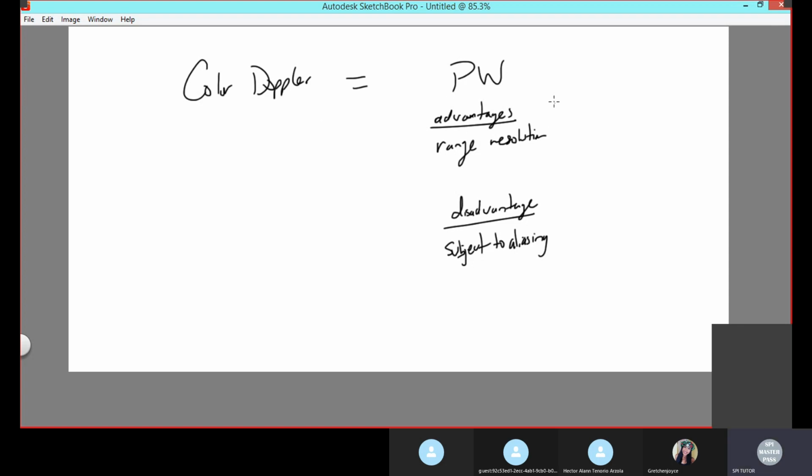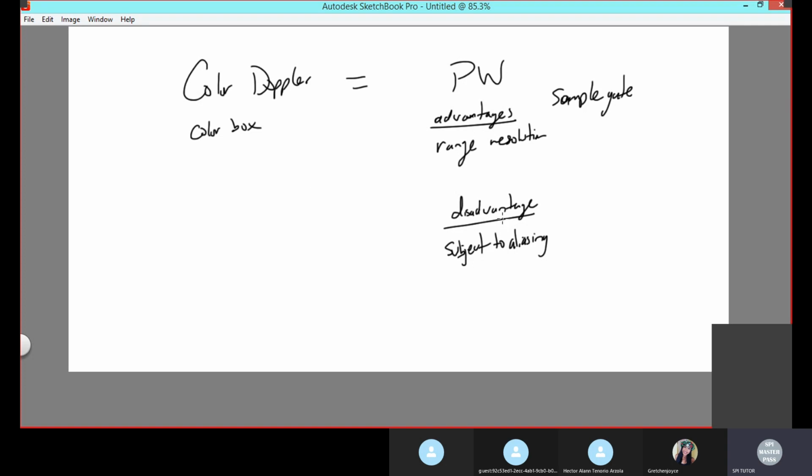How did pulse wave have range resolution? With the sample gate. How does color Doppler have range resolution? With the color box. It's kind of like the equivalent of the sample gate. You can put your color box anywhere you want, and you always know where it is. And anytime you see color, it's always within the sample gate. Excuse me, within the color box. So you know where the color is coming from. That's the definition of knowing the location of something, which is range resolution. And did I mention? Look at that cursive.